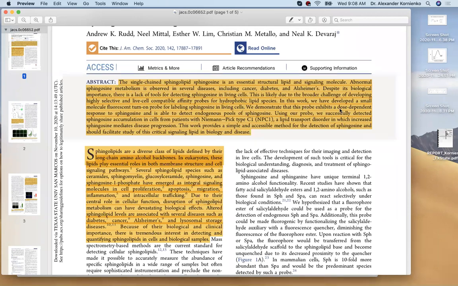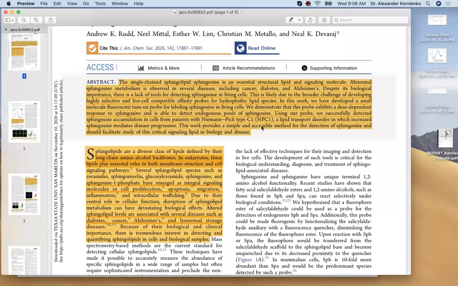All right. So in this work, we developed a small molecule fluorescent turn-on probe for labeling sphingosine in living cells. Now, there is a disease known as Niemann-Pick type C1, which is characterized by sphingosine accumulation in cells in these patients. And it's a lipid transport disorder in which increased sphingosine mediates disease progression.